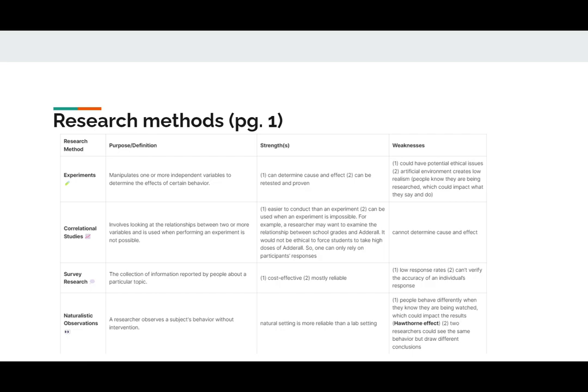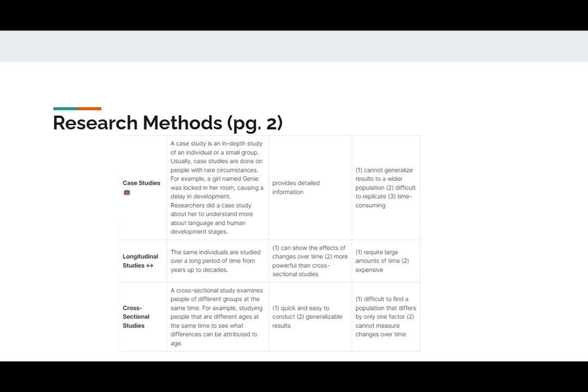And the second weakness is that two researchers could see the same behavior but draw different conclusions because they may infer the subject's behaviors differently. For example, if they're observing an animal from a distance, and a bear was digging a hole, two researchers may conclude different things from these behaviors based on their previous knowledge, which doesn't really help their actual research. Okay, continuing, we have case studies.